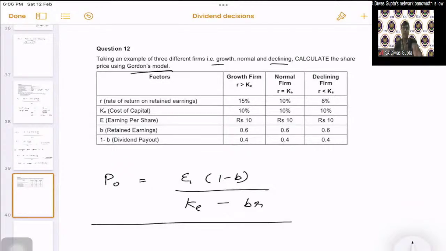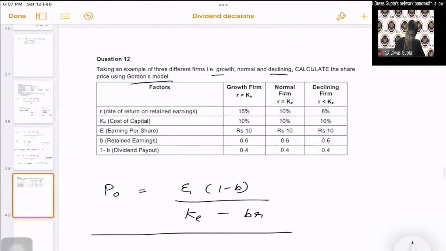So to calculate the price today, we will take the earnings after 1 year and multiply it by 1 minus the retention ratio, and divide it by K minus growth. Now let us see the data points that are given in the question. R is given as 15, K is also given in all three scenarios, earnings are given, B is given, and 1 minus B is also given, right?